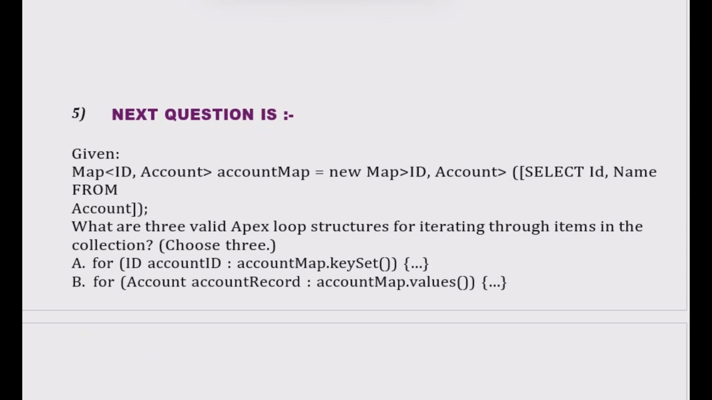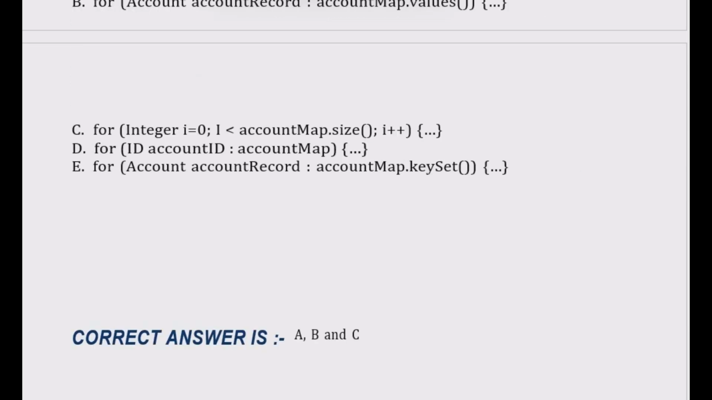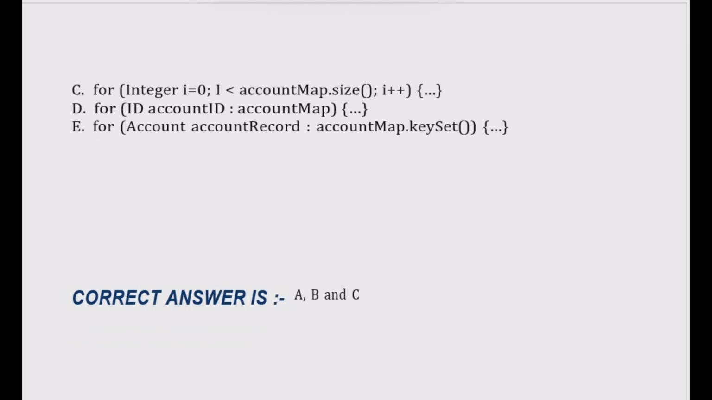Question is given map ID, account, account map equals new map ID, account, select ID, name from account. What are three valid Apex loop structures for iterating through items in the collection? Choose three options. Please see the options as option A, B, C, D and option E. Correct answer is option A, B and option C.